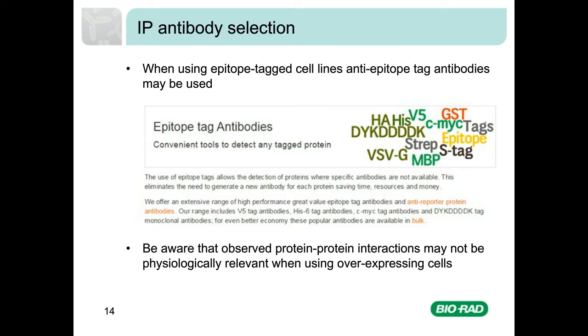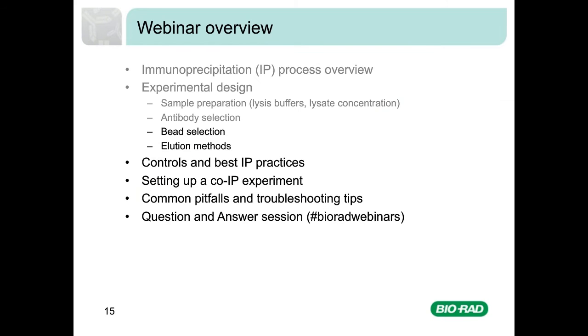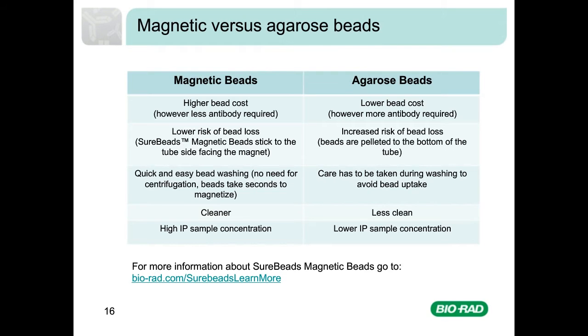Another important factor for the success of an IP assay is the selection of the best bead type. Initially, agarose or sepharose beads were used to perform IPs. However, magnetic beads appear to have increased in popularity. Based on this trend, this slide provides a comparison between magnetic and agarose beads. Magnetic beads may have a higher cost per IP than agarose or sepharose beads. However, you may need to use less antibody, and there is less risk of losing beads during wash steps. This is due to the beads being held by a magnet during these wash steps, which is significantly easier than having to pellet agarose beads by centrifugation and manually having to remove the supernatant.